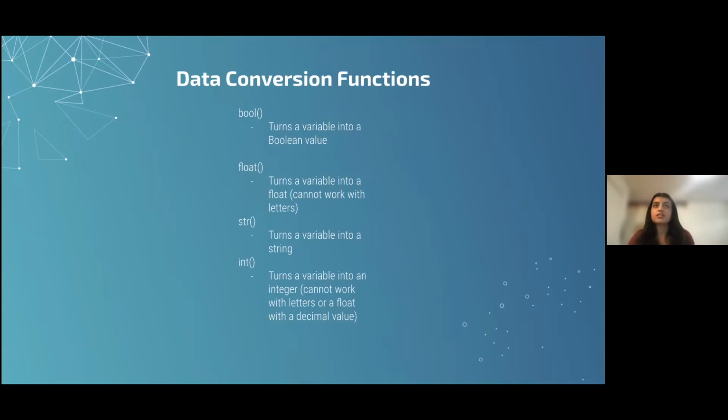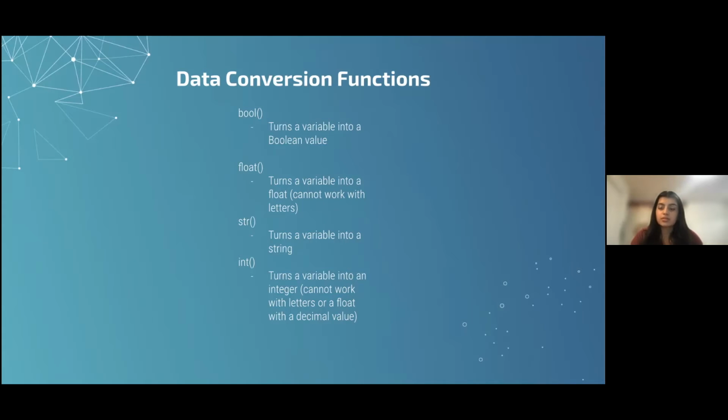Okay, so these are the data conversion functions. The first one is bool. This turns a variable into a Boolean value. And then the next one, we have float. That turns a variable into a float value, but that cannot work with letters because, again, floats are numbers. So you can turn an integer, 3, into a float 3.0. And we also have string that turns a variable into a string.